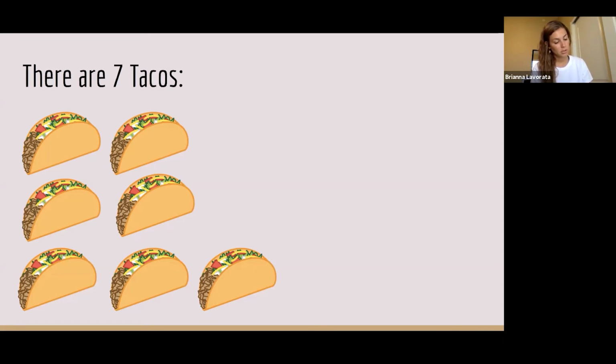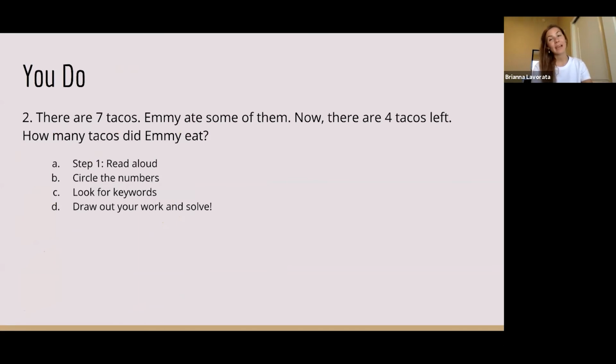1, 2, 3. This is how my drawing looks. 3, 4, 5, 6, and 7. Okay, 7. So now my next step in the problem, we know we started with the number 7. Let's go back to our problem. And it says Emmy ate some of them, but we don't know how many. We know that there's 4 tacos left.